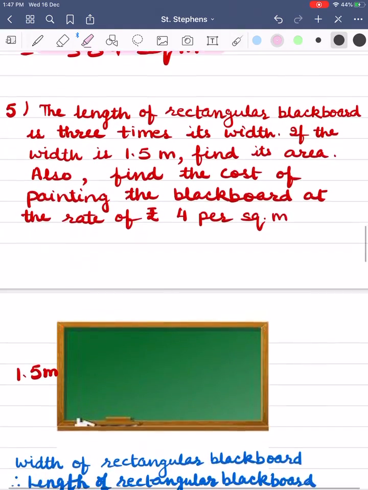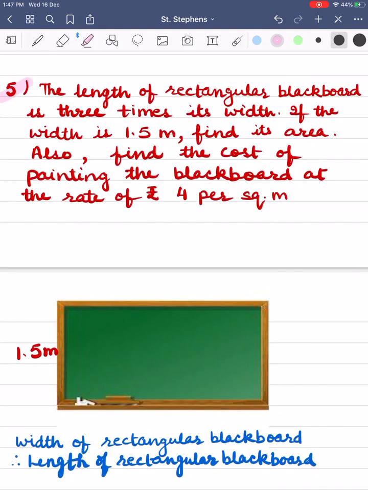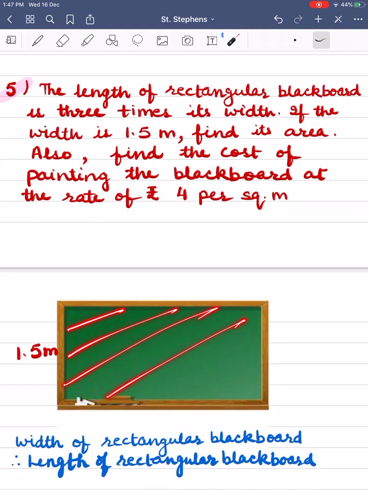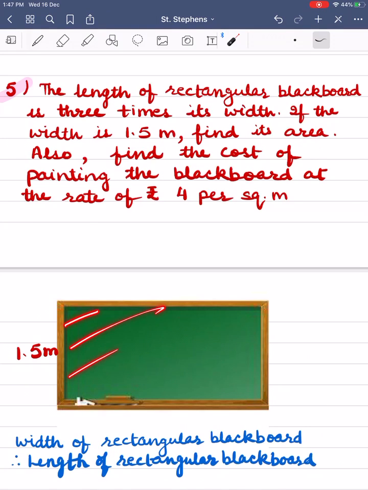Now let's do question 5. The length of the rectangular blackboard is 3 times its width. If the width is 1.5 meter, find its area. Also find the cost of painting the blackboard at the rate of rupees 4 per square meter.